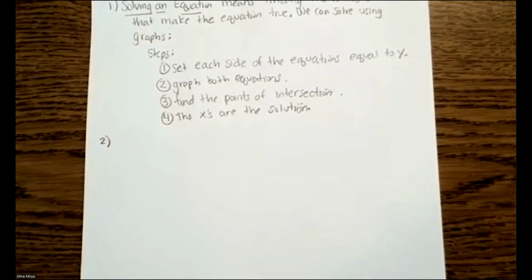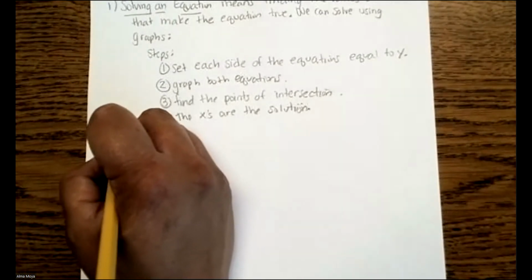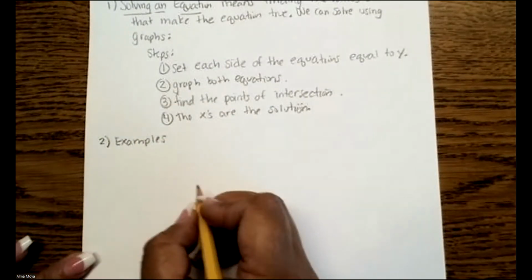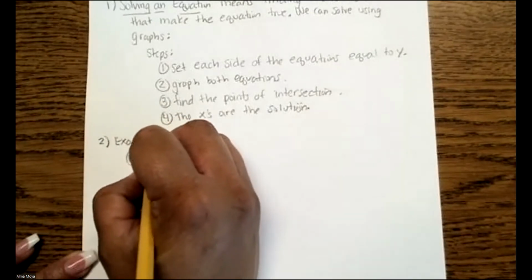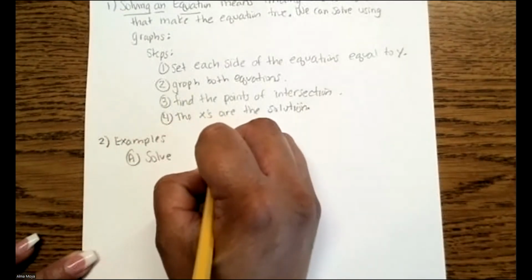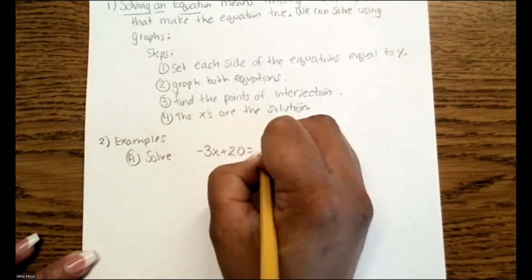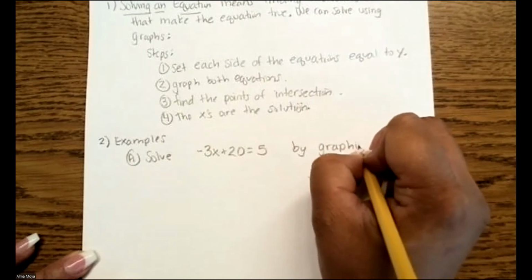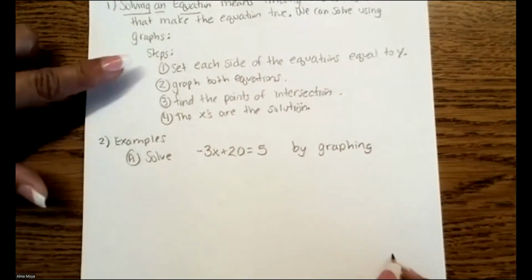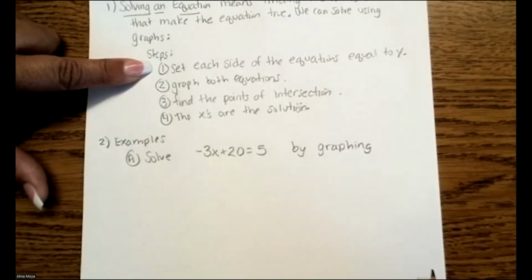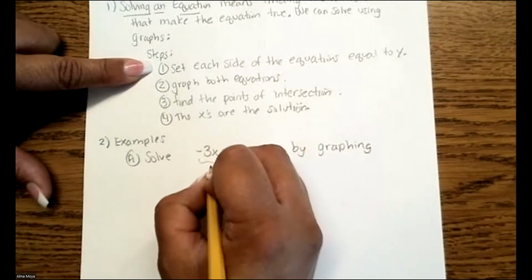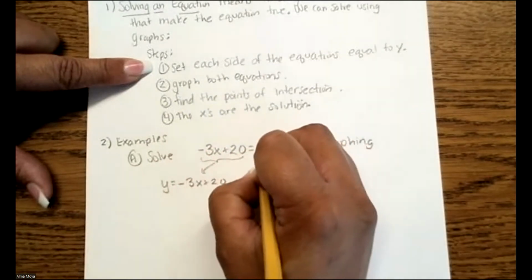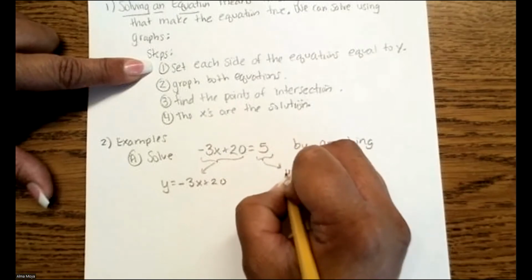All right, so let's do some examples here. We're going to solve negative 3x plus 20 equals 5, but by graphing. I know you guys could do this algebraically. Just do it algebraically to check your answer. The first step is to set each side of the equation equal to y. So that's going to be y equals negative 3x plus 20, and this right here is going to be y equals 5.